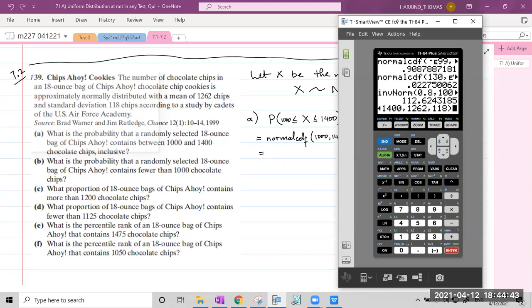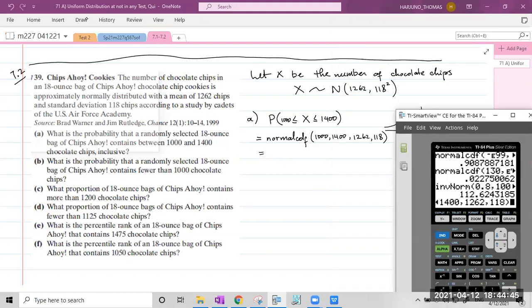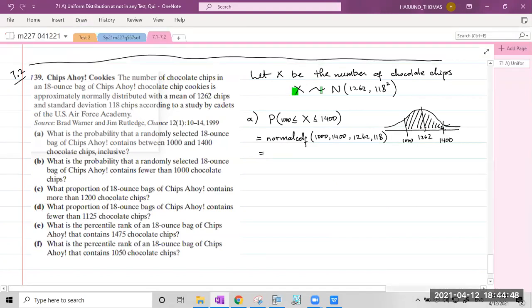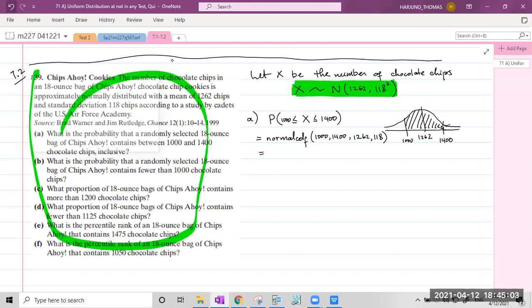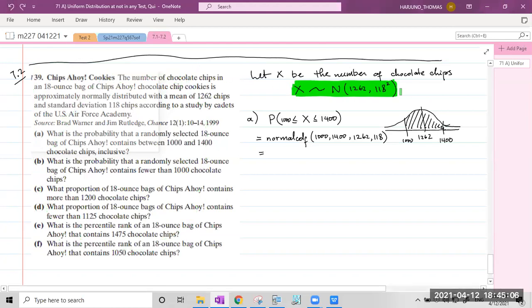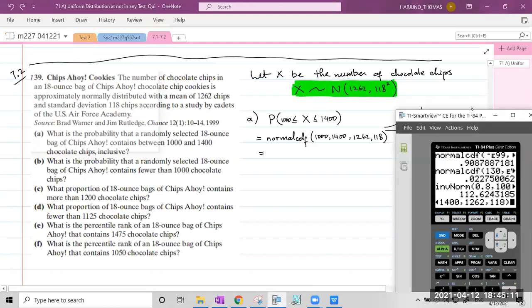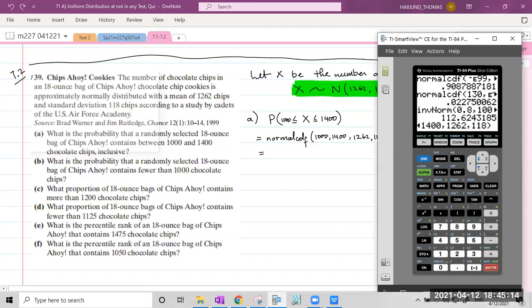I strongly recommend you to write this down first. You may think, Thomas, do I have to write it down? Do you realize that writing this down actually summarizes whatever you need to deal with in this question? Instead of going back to the word problem again and again, just think, hey, that's normally distributed with this mean, with this standard deviation. Now I will press enter to find the result, 0.86570.